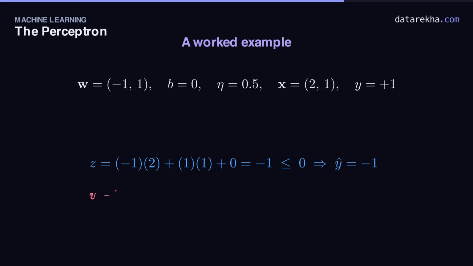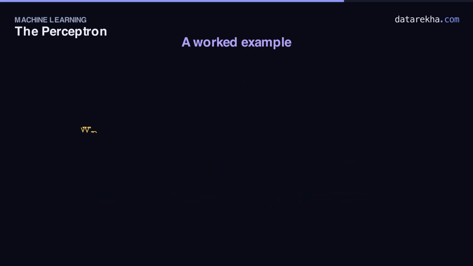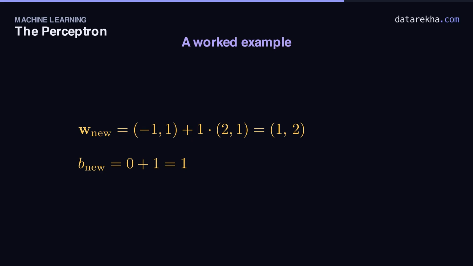A mistake. So the error is +1 minus -1, that's 2, times the learning rate 1/2. The whole step multiplier is 1. Update the weights. (-1, 1) plus 1 times the point (2, 1) gives (1, 2). And the bias, 0 plus 1 is 1.